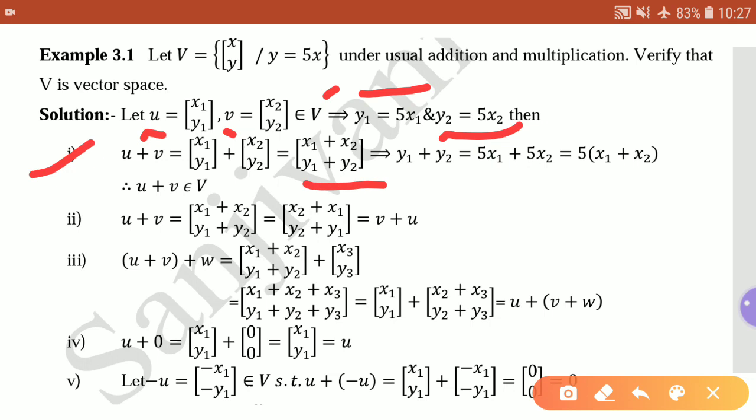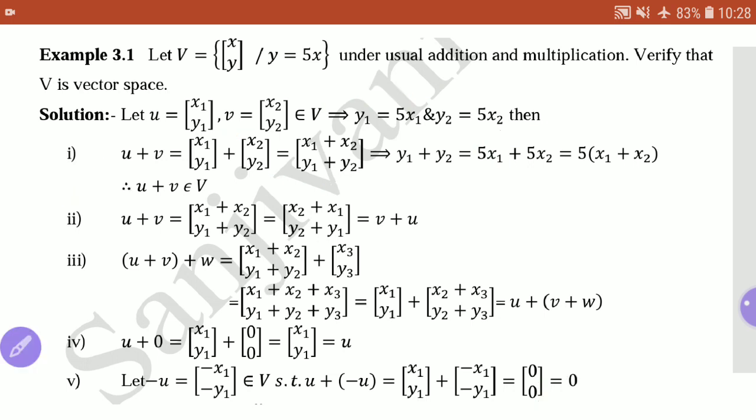Let us consider y1 plus y2. As u and v are members of V, we already have y1 equal to 5 times x1 and y2 equal to 5 times x2. So y1 plus y2 is 5 times x1 plus 5 times x2. Now if you take 5 common, we finally get 5 times (x1 plus x2), and this proves that the second element of the sum of the two vectors is 5 times the first element. Hence u plus v belongs to V, that we can claim.